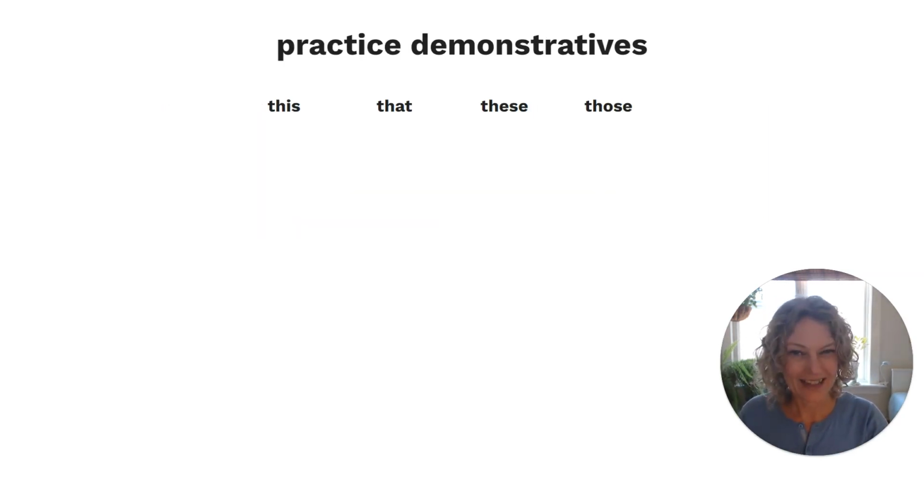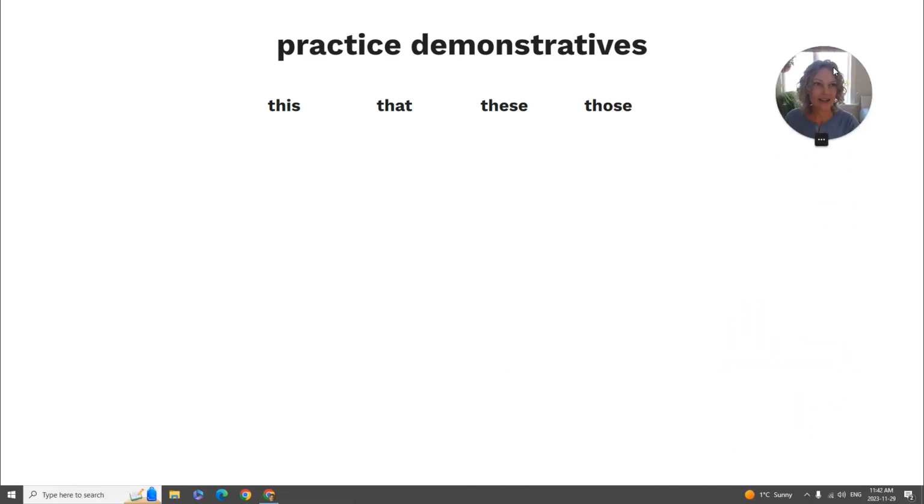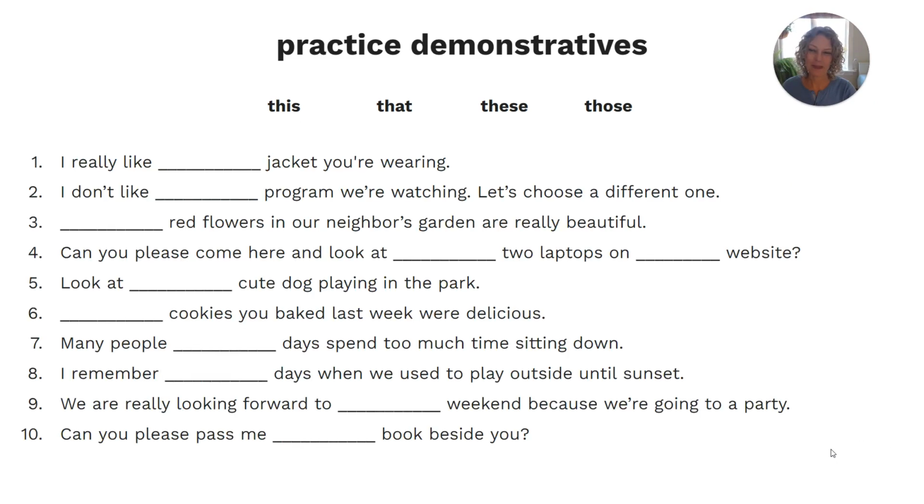So let's practice. Let's see if you can apply what we've learned in this lesson. So the demonstratives are this and that. Those are the singular demonstratives, and these and those. Those are the plural demonstratives. And keep in mind, it might be distance that is physical distance or distance in time. Okay, number 1. I really like blank jacket you're wearing.